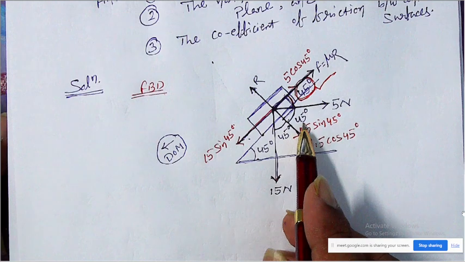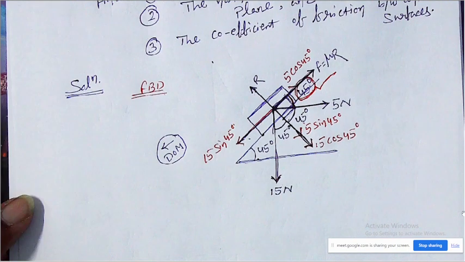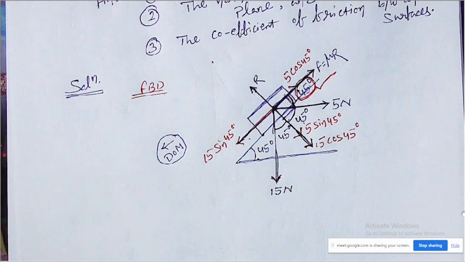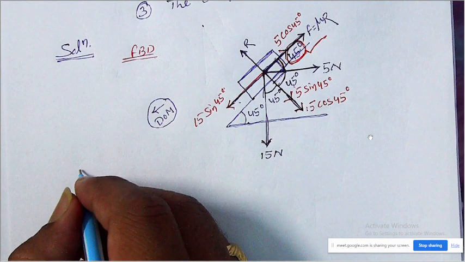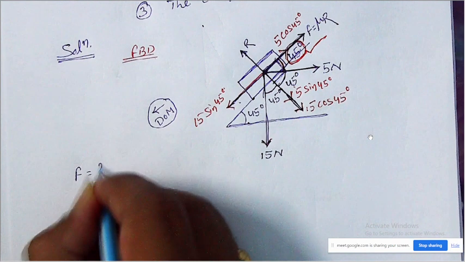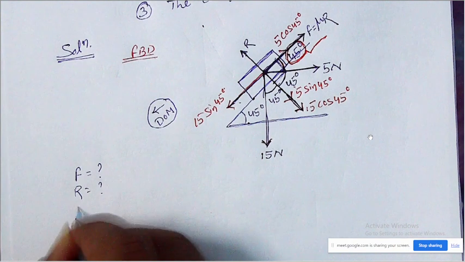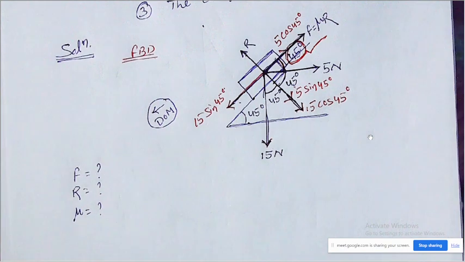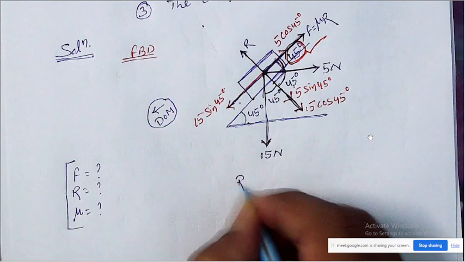Okay. So, all the forces we have shown in the free body diagram. Now, the body is in equilibrium under the action of all the forces shown in the free body diagram. Now, it becomes very simple once you draw the free body diagram. So, three things you have to find out as given in the question. First thing is frictional force. Second one is normal reaction. Third one is coefficient of friction.